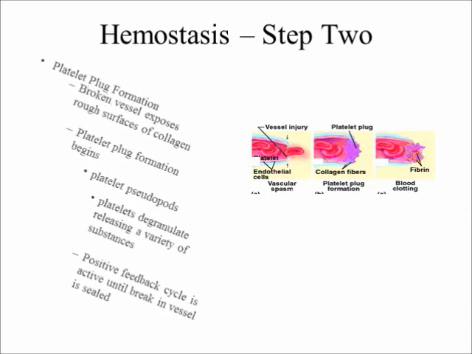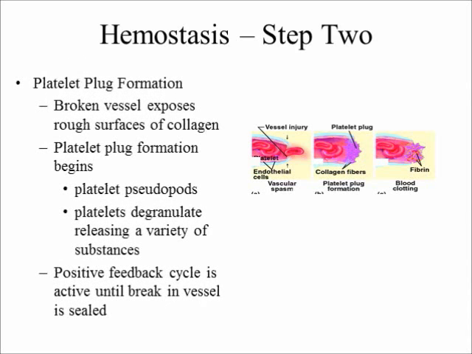Step 2, we get the platelet plug formation. Once the blood vessel is broken, that nice smooth endothelial lining is damaged, and collagen fibers are exposed. Once those collagen fibers are exposed, the platelets start sticking to them, become spike shaped, and very sticky, and they start blocking off the opening.